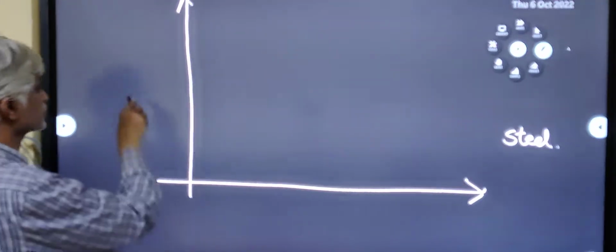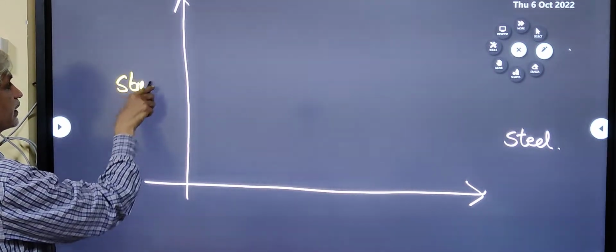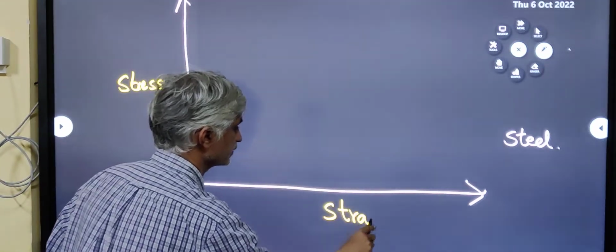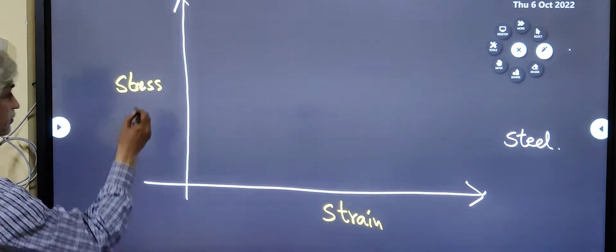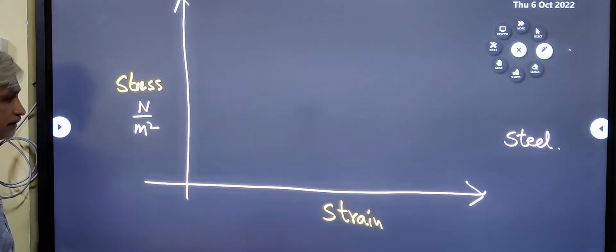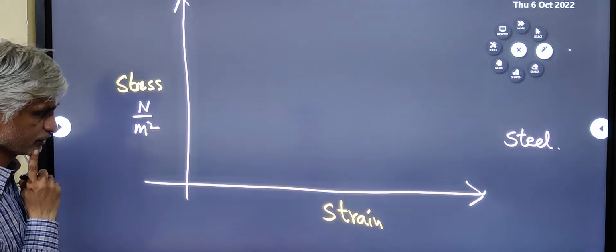Now if you plot stress and strain, then as is good practice, this might be a good idea to write down the units. Now what shall we write down as the unit for strain?